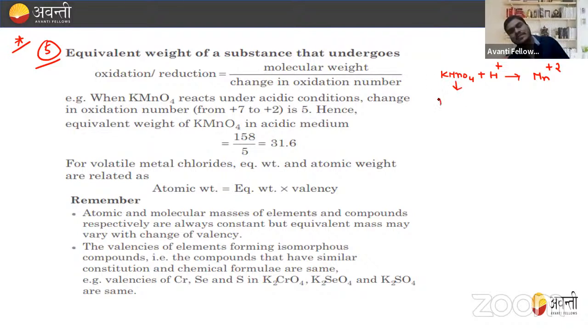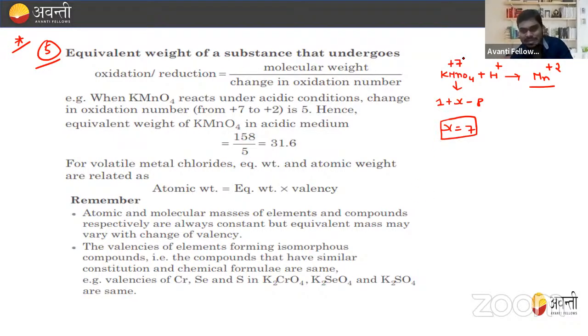We know that K has +1. So this is X, and this is minus 2 into 4, that is 8. So X comes out to be 8 minus 1, that is 7. The oxidation state of Mn here is +7. And here the oxidation state of Mn is +2.